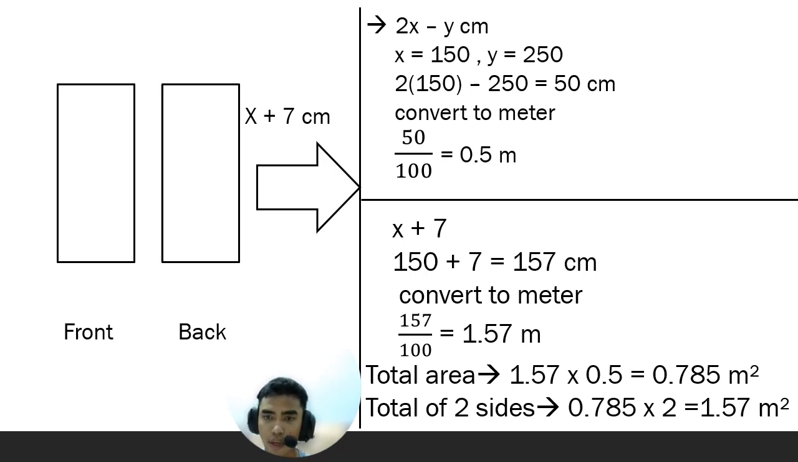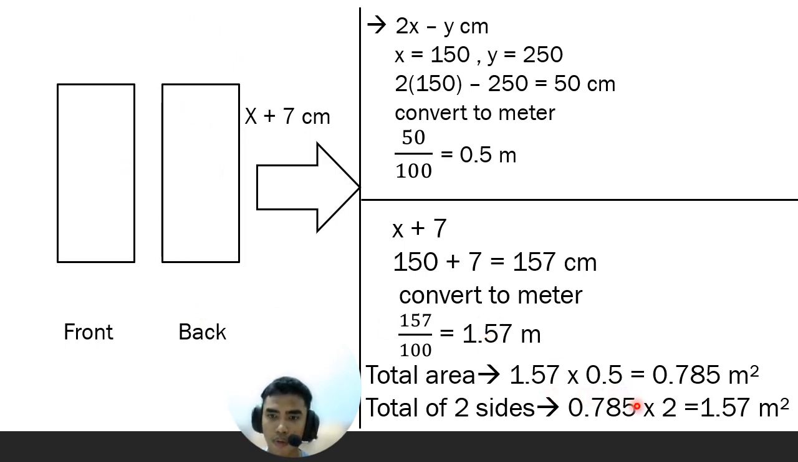Here we are on the side where it is x plus 7. So 150 plus 7 equals 157 centimeters. Of course we convert to meters: 157 divided by 100 equals 1.57 meters. So here we have the bottom and the left, and we need to times 2 of this to get all of the rectangle.